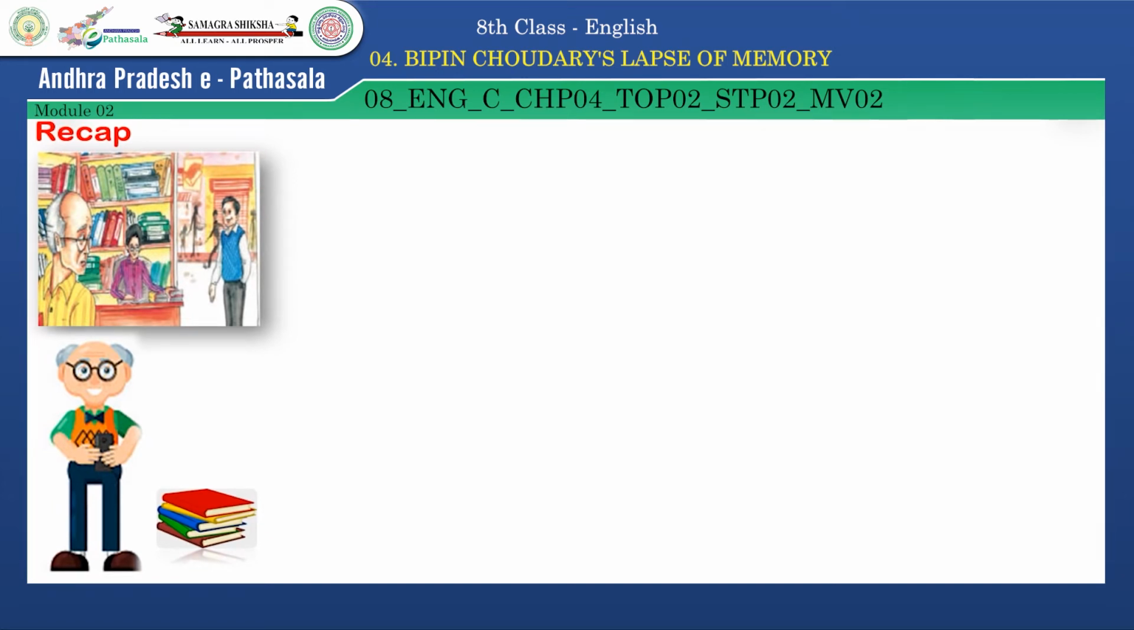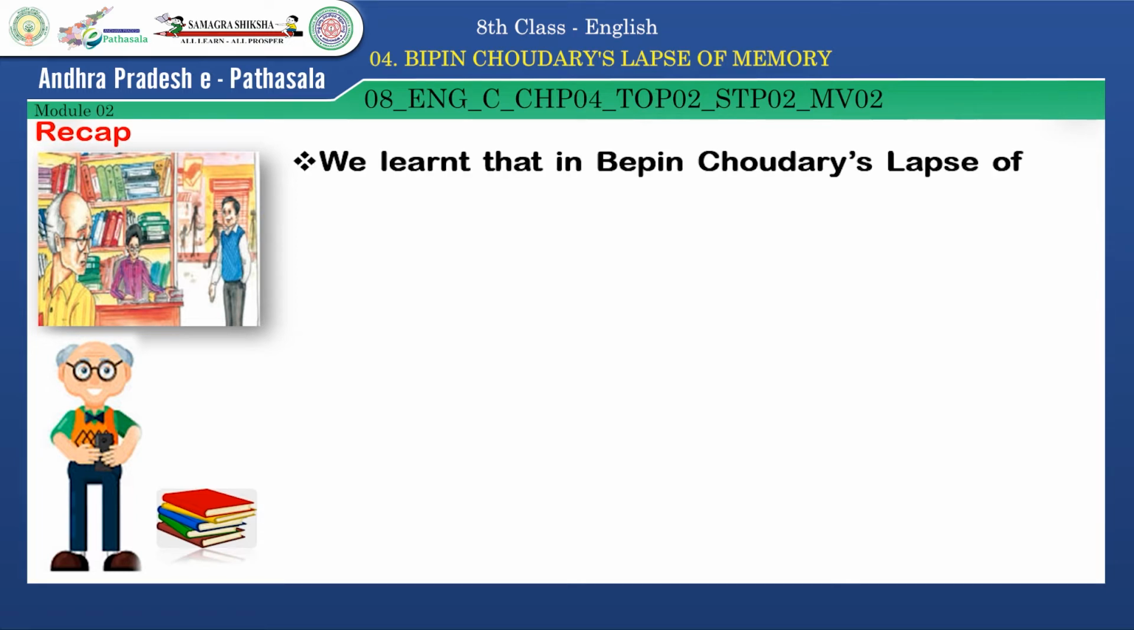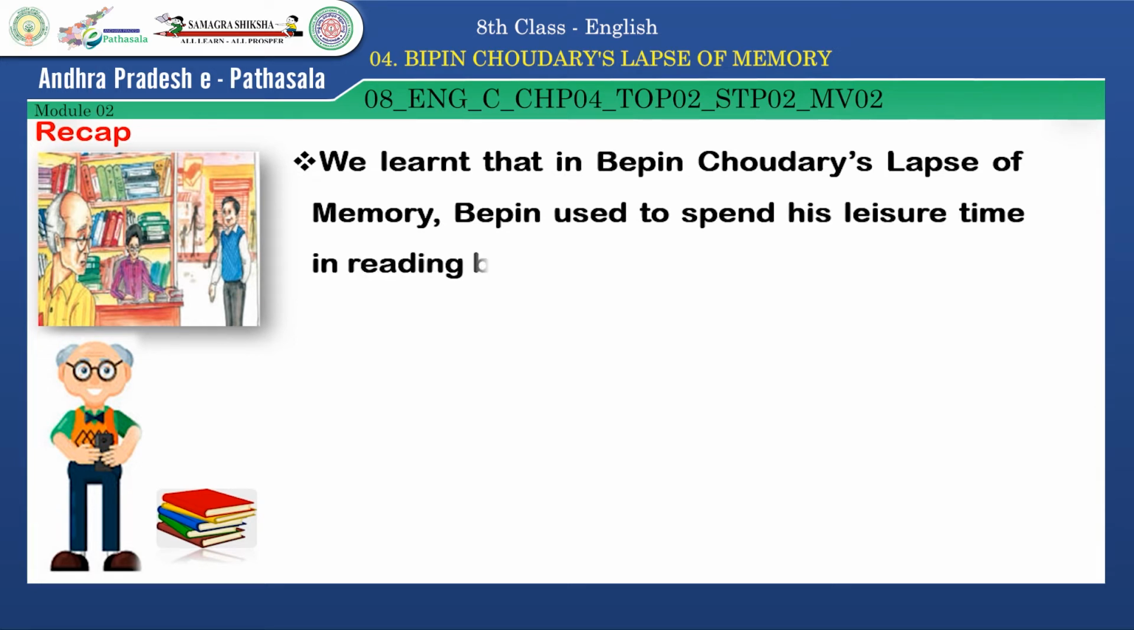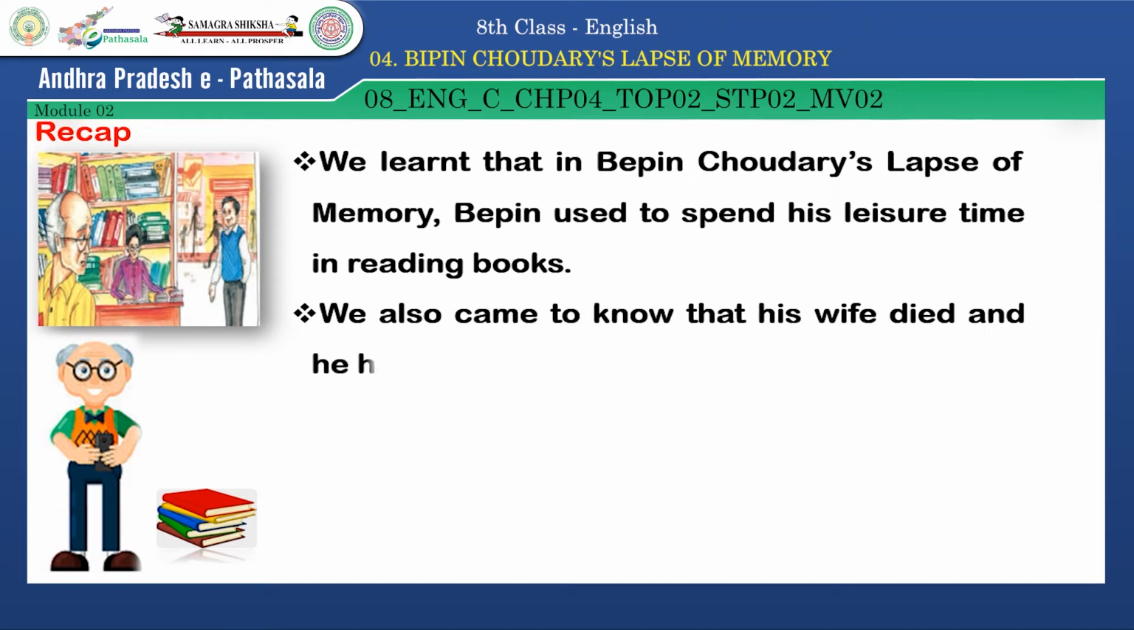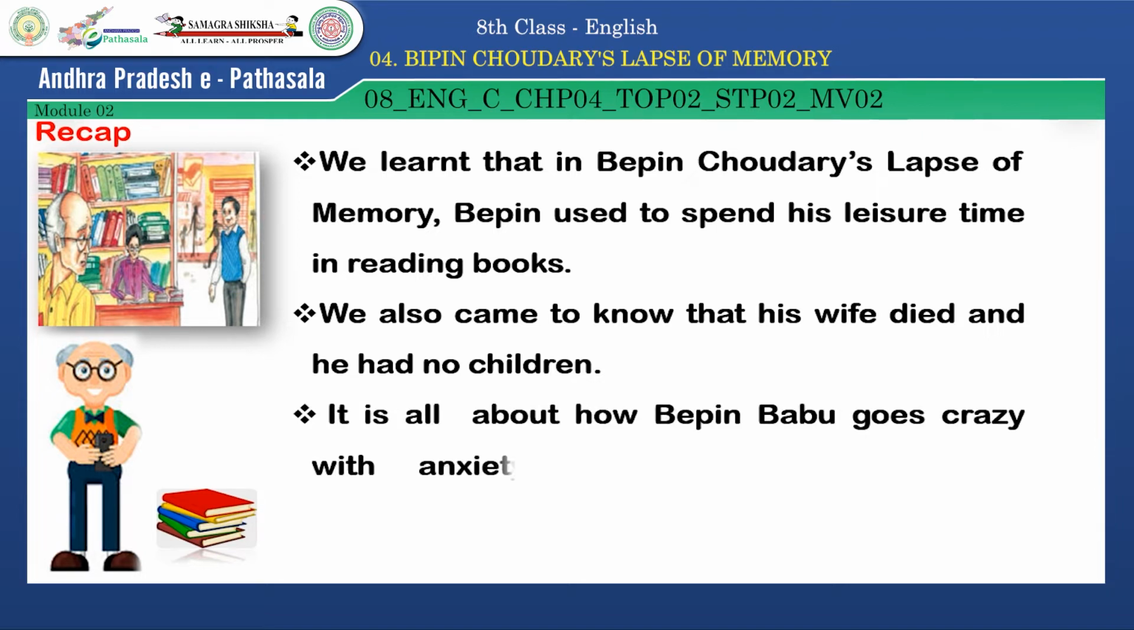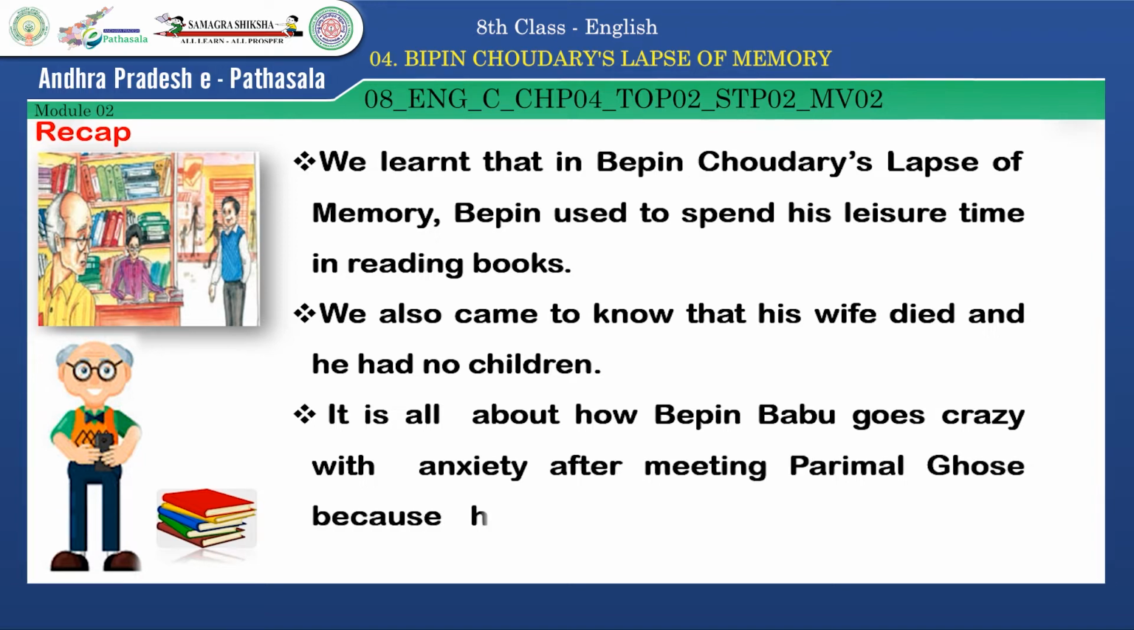Recap of what we have learnt earlier. We learnt that in Bipin Choudhury's Lapse of Memory, Bipin used to spend his leisure time in reading books. We also came to know that his wife died and he had no children. It is all about how Bipin Babu goes crazy with anxiety after meeting Parimal Ghosh because he cannot recollect his stay at Ranchi.